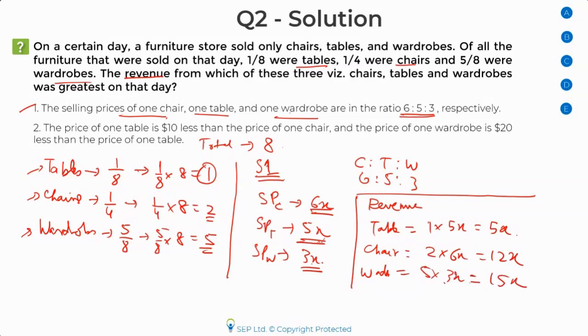So can you tell me in this case, which one has the greatest revenue? Anyone? Which one has the most revenue? Table 5x, chair 12x, wardrobe 15x. Which one is the greatest? See, it's very clear as day that in this case, wardrobe is the greatest. So at least statement 1 is definitely sufficient. Okay, so I hope this is perfectly clear. So if statement 1 is sufficient, my answer cannot be B, C, or E. It has to be A or D.